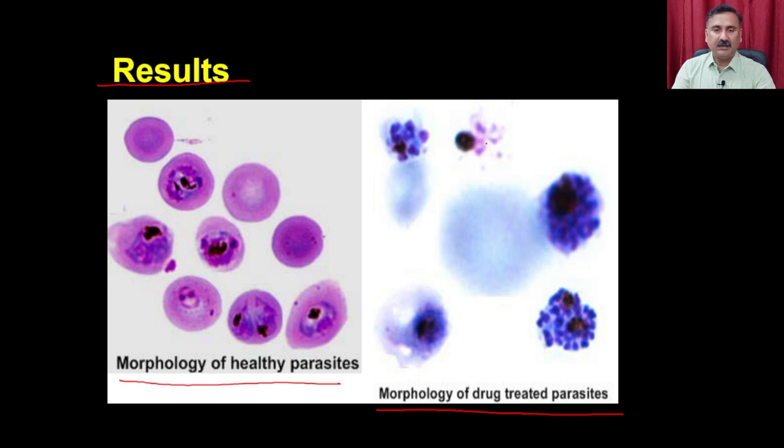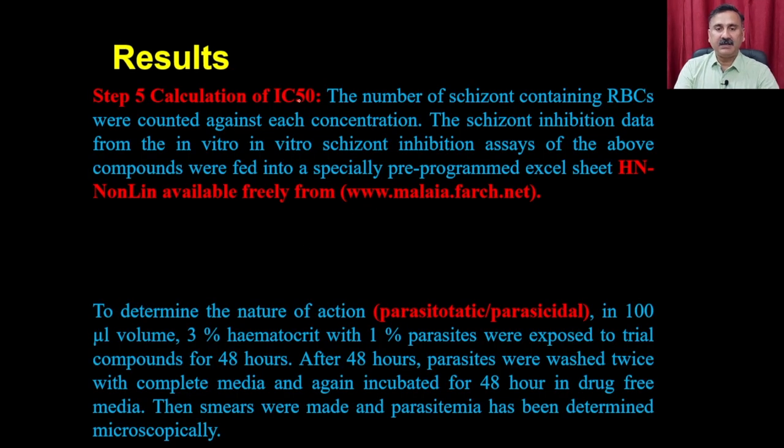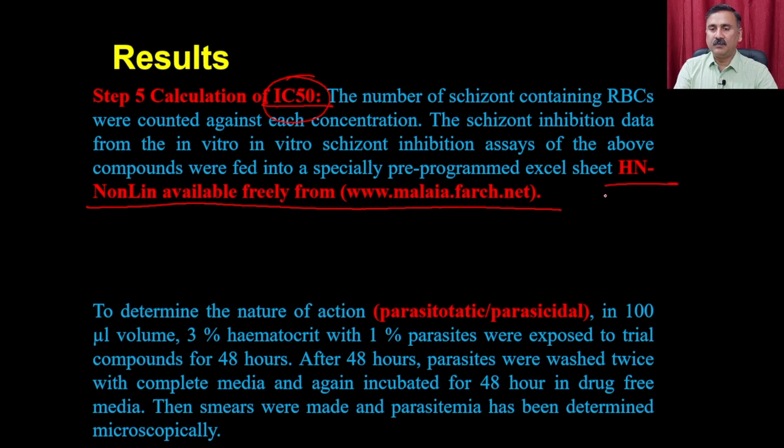Taking these data into account, you can calculate the inhibitory concentrations. You can calculate the IC50, and you can use this particular online tool to calculate the IC50. To determine the nature of the action, which means whether the inhibitor is killing the parasite or only stopping the growth, you can do the reactions without the inhibitor for 48 hours, and that's how you can know that also.